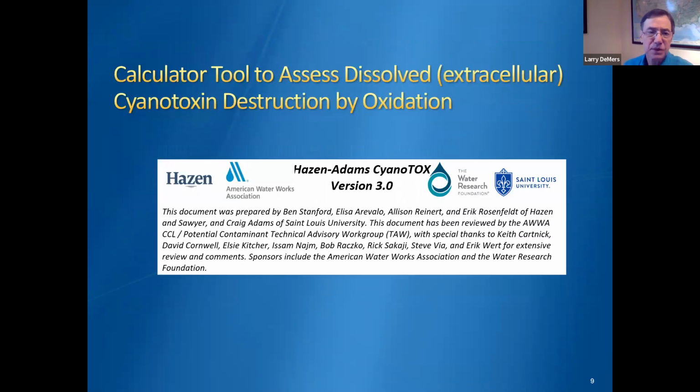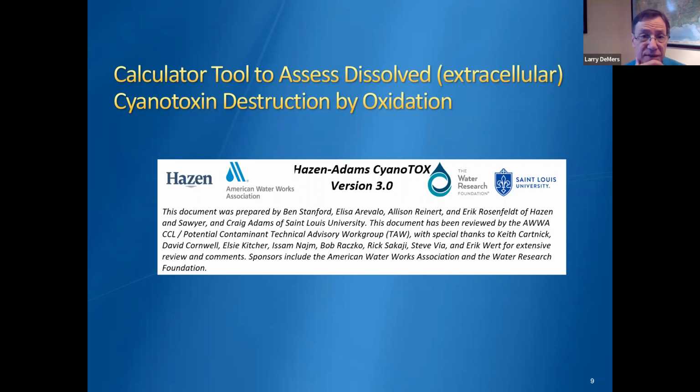Now I'm going to switch gears a bit and talk about use of the spreadsheet, the cyanotox spreadsheet. This was essentially a tool developed by Hayes and Sawyer engineers and Craig Adams, professor from St. Louis University, through a cooperative project through AWWA. The development happened after the Toledo HAB event, and so the industry recognized that we need tools. This is one of the important tools that came out of that work.